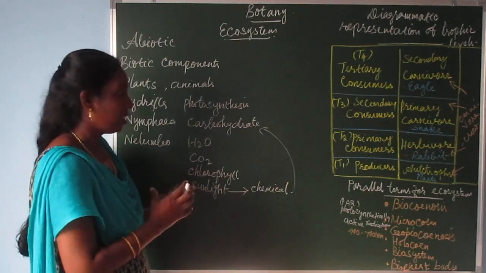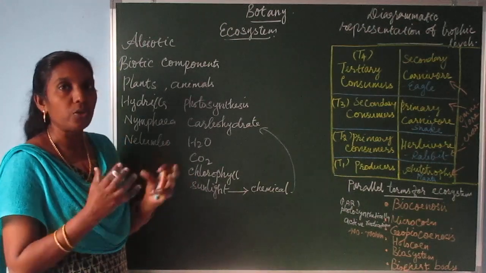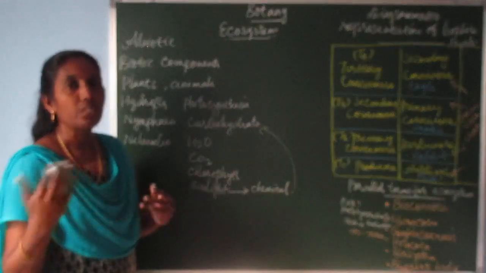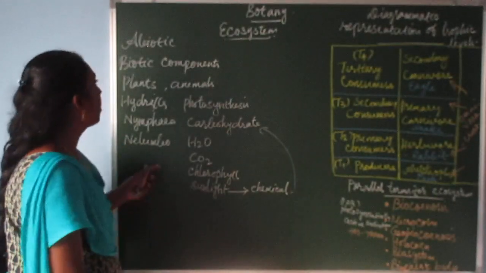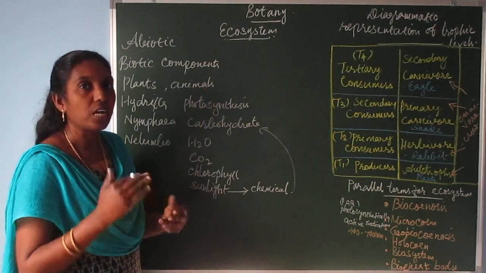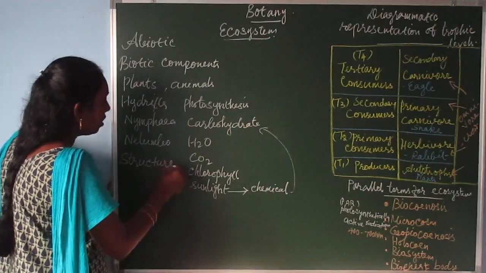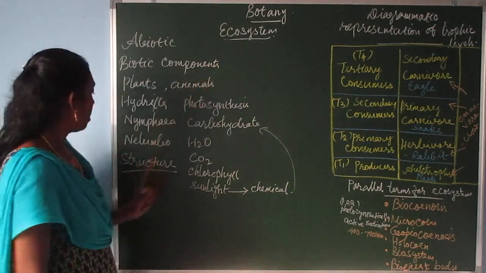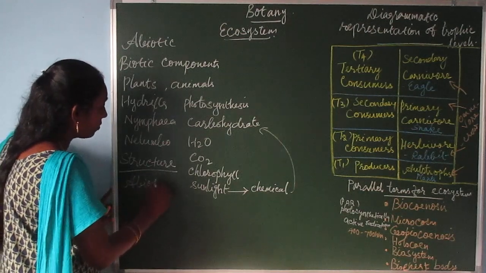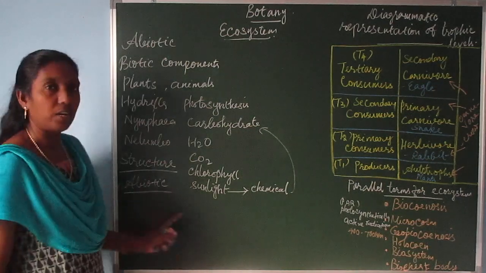So in this process, plants, the producers, produce energy. This energy is carried to different trophic levels. First we are going to study the structure of ecosystem. There are structure and functions of ecosystem. In structure, the ecosystem forms the structure which includes abiotic components as well as biotic components. So first, abiotic components.